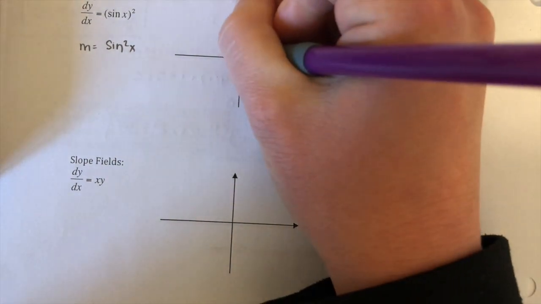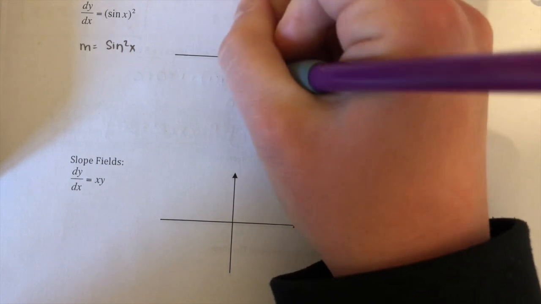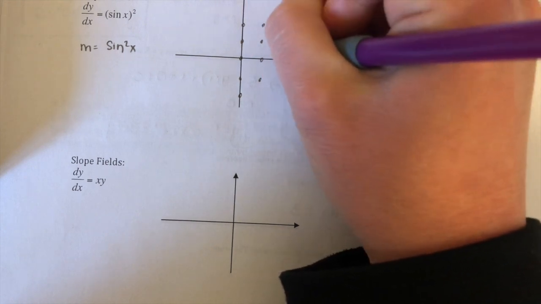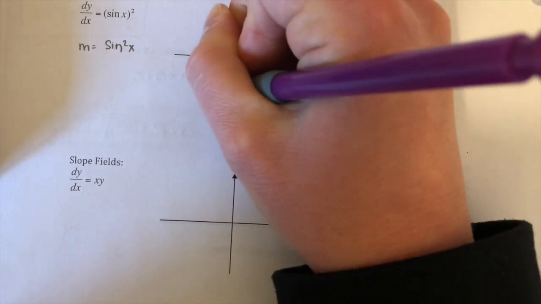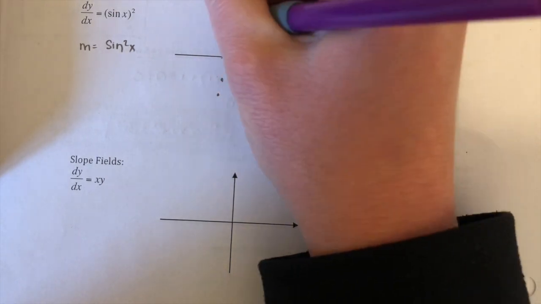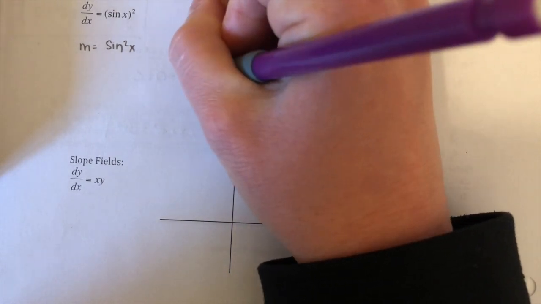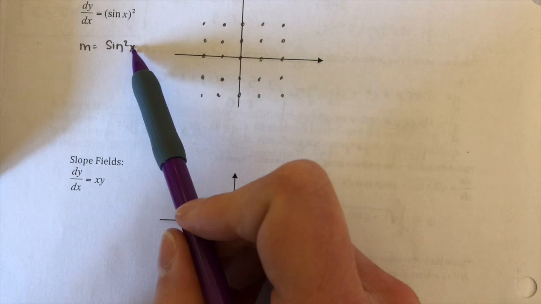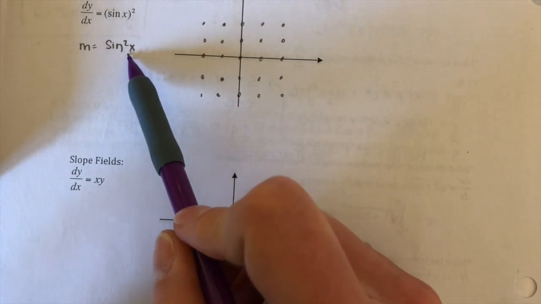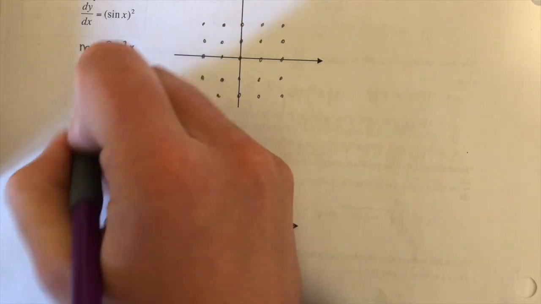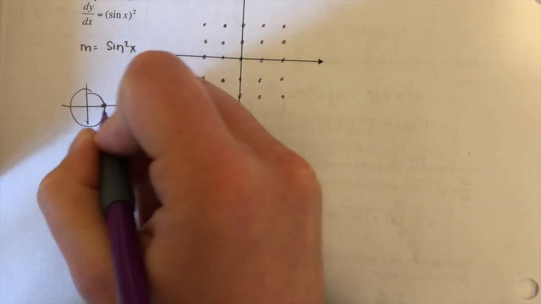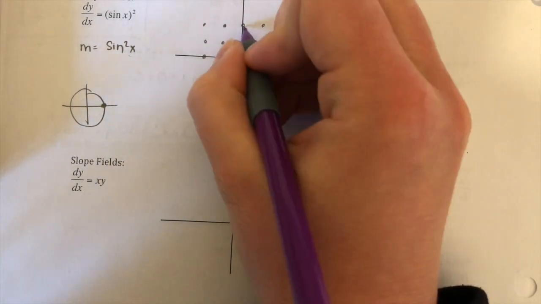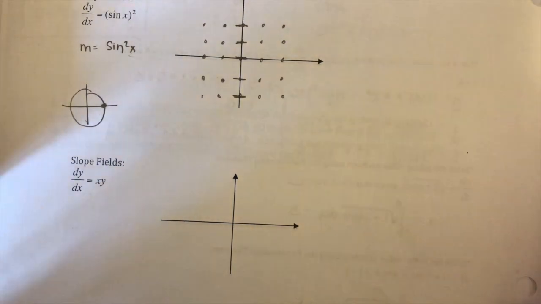So the other way that it makes sense to do this is give yourselves little points and then draw those little slope bits on your point. So give yourselves like a grid in points like that. And then say, okay, if I plug a 0 in for x, sine of 0, remember that's here on my unit circle, sine of 0 is 0. Okay, so 0 squared is still 0. So the slope at all of the x equals 0 points is going to be 0.